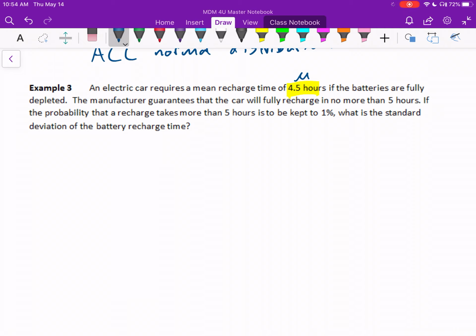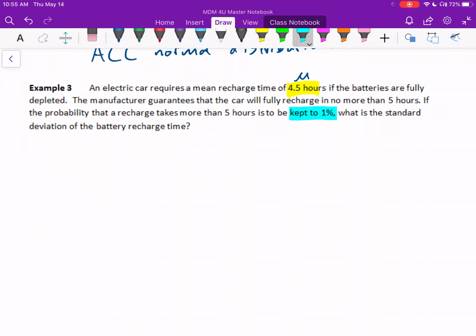But they know that there's still going to be some variations. Sometimes it will take more than 5 hours, and they expect that's going to happen, and they expect that some people are going to return their car or their battery and call it defective. So they're expecting that to happen, but they want to keep the percentage of those claims small. They want to keep that to 1%, right? So they want only a 1% return rate.